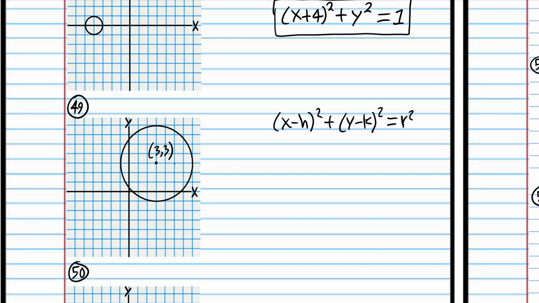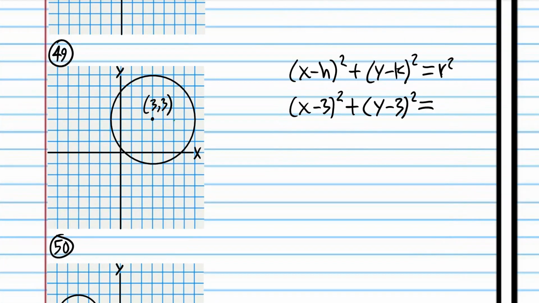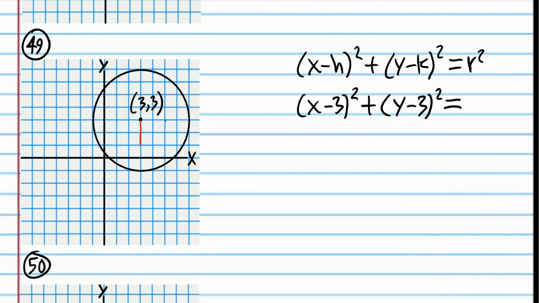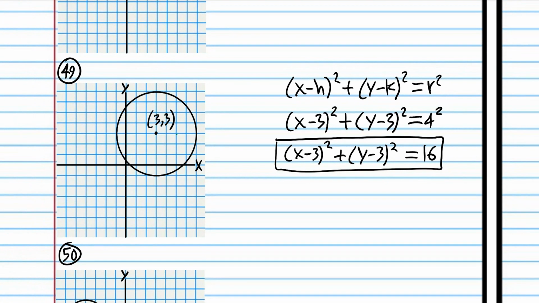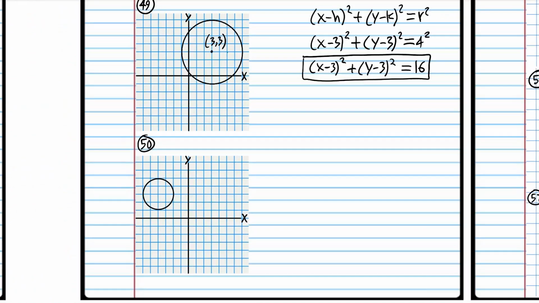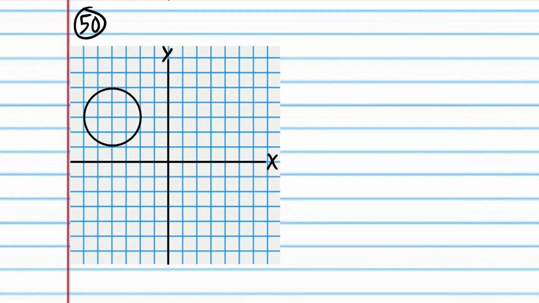I know it's tedious to have to continually rewrite that equation, but it'll help you remember it. And most importantly, you're showing the reader of your work what tool you're using. 1, 2, 3, 4. Looks like the radius is 4. So we just square that radius, and that gives us our equation. So if you got that answer, good job. All right, try number 50, and when you come back, we'll do it together.